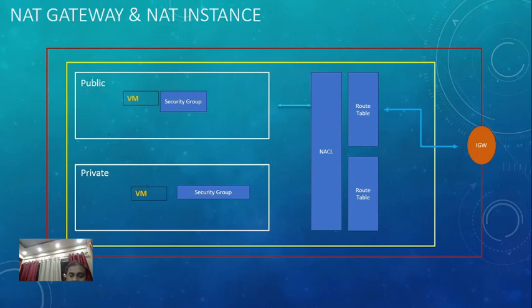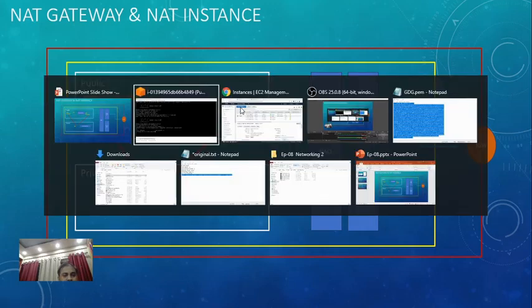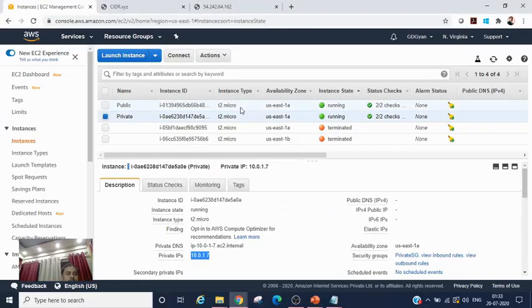Same thing, the NAT gateway is also similar to the NAT instance. The only thing is, it is much more modern, fault tolerant, and easy to create. It doesn't need a security group, right? Yeah, that's it. Let's go back and see how we can create a NAT instance and how we can create a NAT gateway.